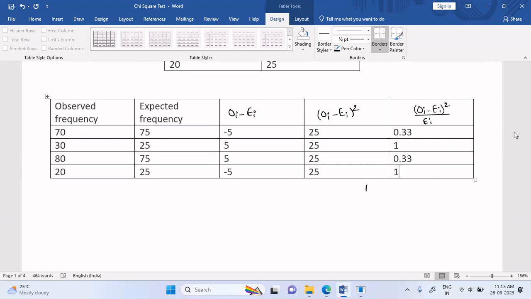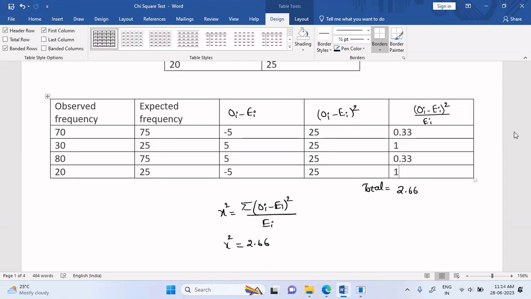So here the total is equal to 0.33 plus 1 plus 0.33 plus 1, which gives 2.66. So the chi-square formula is chi-square is equal to sigma of observed frequency minus expected frequency whole square by expected frequency, which gives 2.66 as our calculated chi-square value. So now the next step is to determine the degree of freedom.